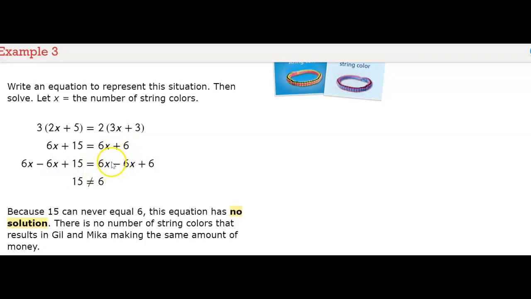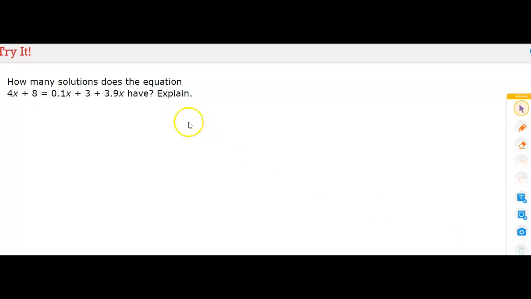So they took the 6 times x and subtracted it from both sides. So now the 6 times x cancel out on both sides of the equation. And all you have left is 15 is equal to 6, but that's not equal to each other. So that's why that line is through the equal sign. And so because 15 can never equal 6, this equation has no solution. So there's no number of string colors that results in Gil and Mika making the same amount of money.